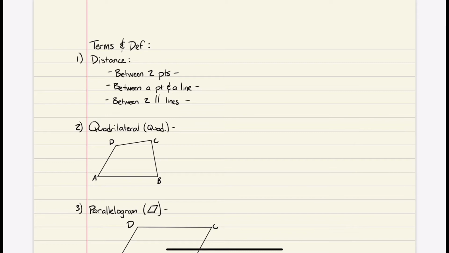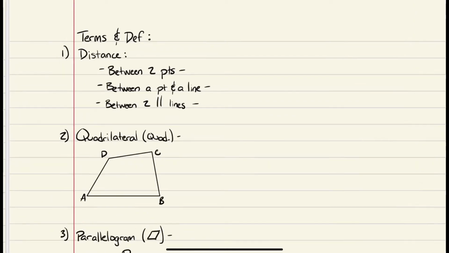Now we're going to look at some terms and definitions that are going to be helpful in the upcoming theorems and corollaries. And so let's talk about distance first before we get into some polygons. We're going to be mainly looking at only quadrilaterals in the next few theorems, but distance will also help us when we go through some of these theorems.